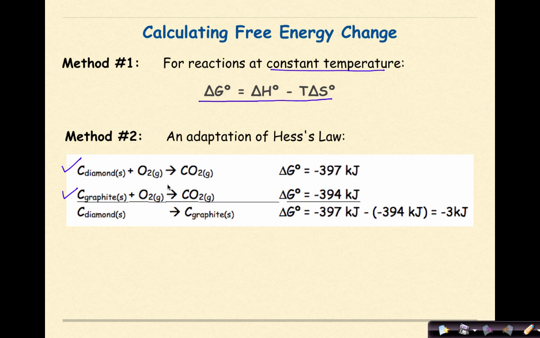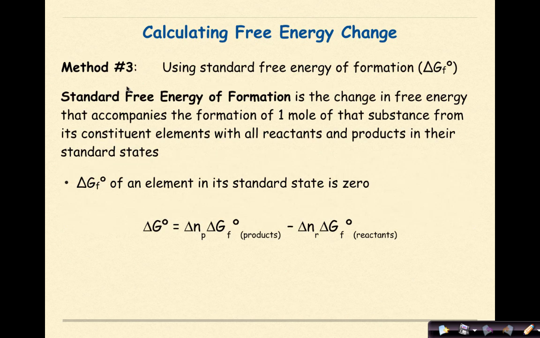So here I have heat of formation reactions that I manipulate around using the delta G values that are assigned to them, probably off of a reference table found at the back of your book. I take the difference of the two and I find it to be -3 kilojoules. So this way of doing it is very similar to what we've done before when we've looked at Hess's law problems. Method 3, using standard free energy of formation.